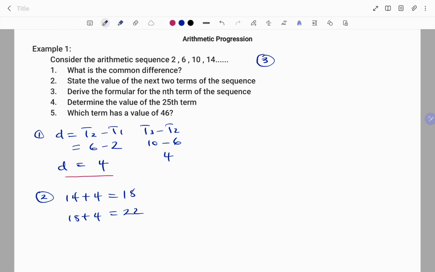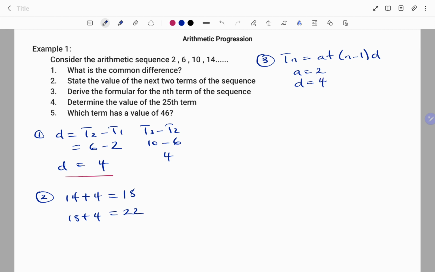The third question says, derive the formula for the nth term of the sequence. Remember, to find the nth term for arithmetic progression, Tn equals a plus (n minus 1) d. For this question, our a is the first term, which is 2. Our d is the common difference as calculated in the first question, which is plus 4.